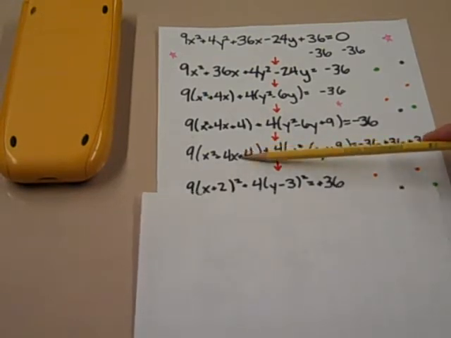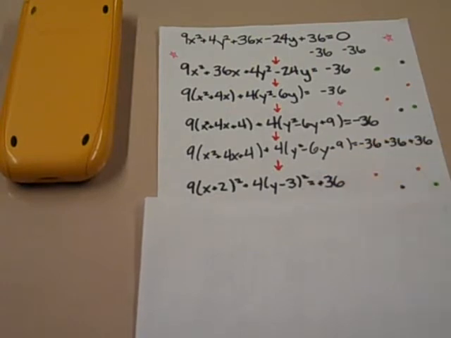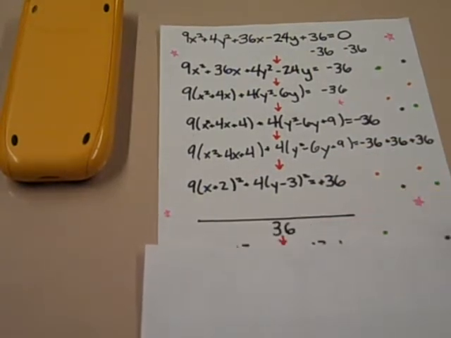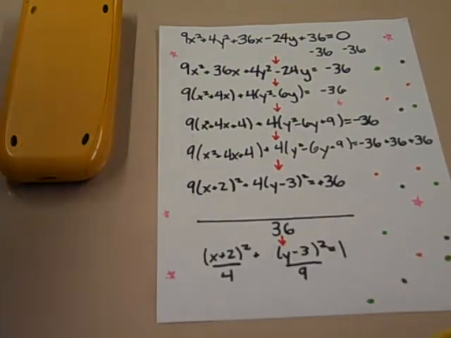Then I factor the trinomials to get the following numbers. I'm really starting to feel a lot less dumb. Then divide both sides by 36 and your equation is in standard form. Now it's time to use the chart to graph it in this form.